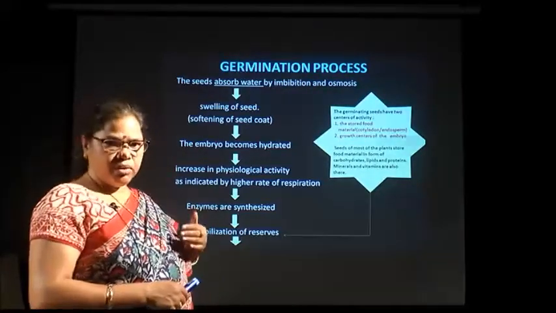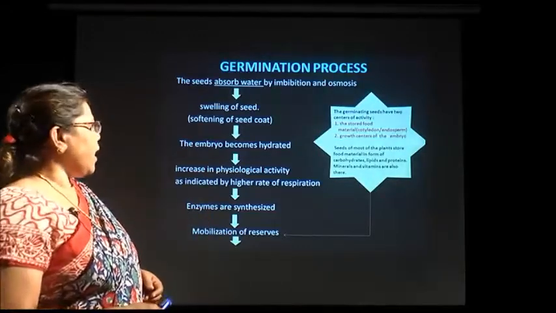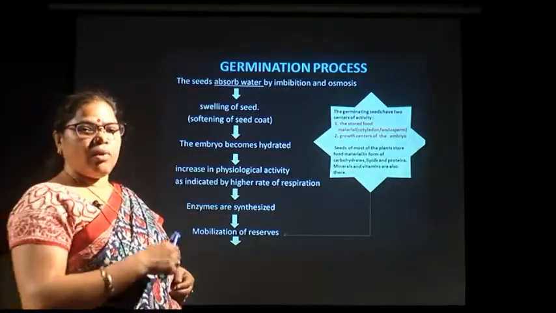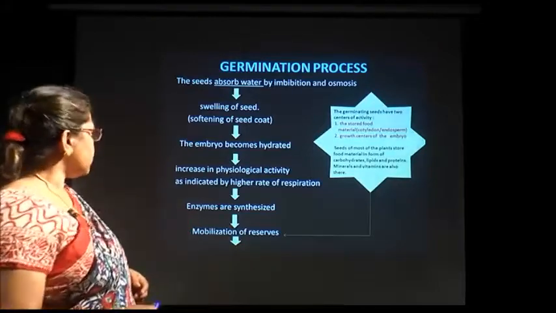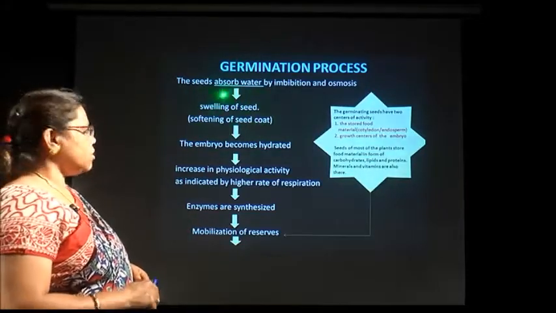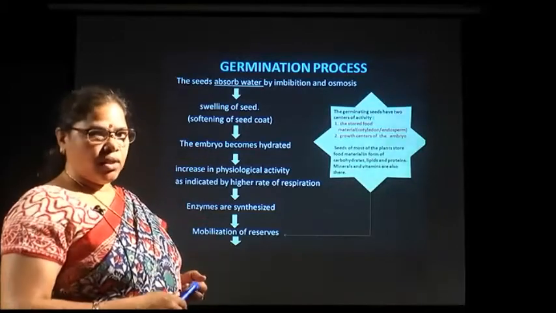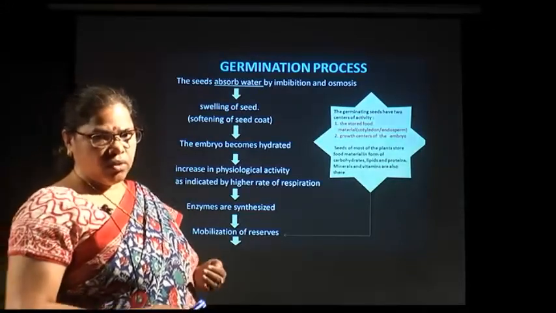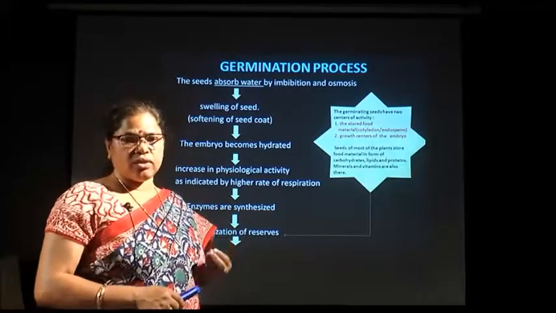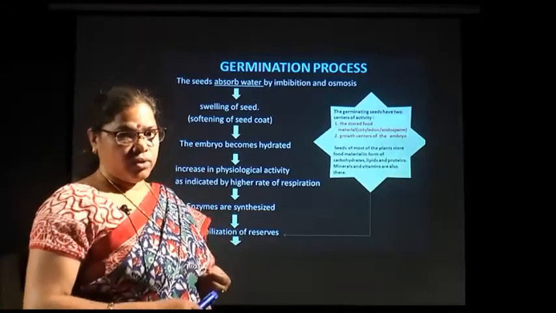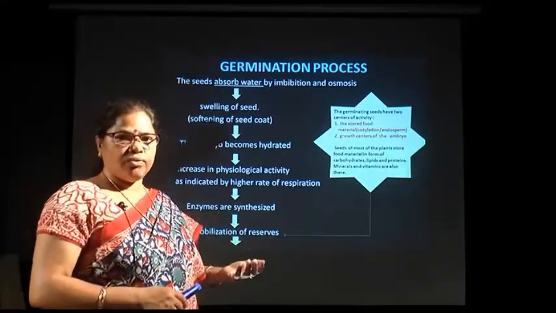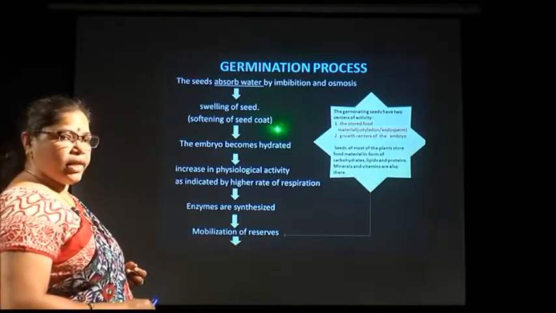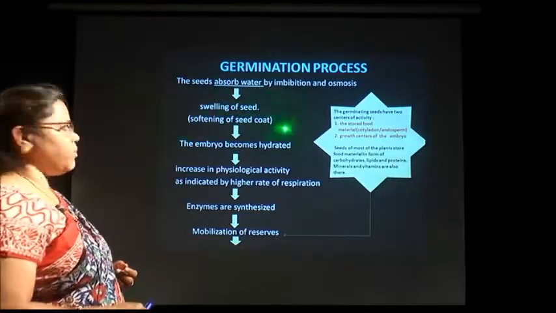In imbibition, the water is imbibed just by the adsorbing surface, and also due to the osmotic potential differences, water is absorbed inside the seed, and by absorbing water the seeds swell. The swelling of seeds occurs, and side by side the seed coat is softened. The seed coat, the testa, is a hard, thick structure, so it has to be softened so that the embryo can break it and grow out of it, so that a seedling can be formed.